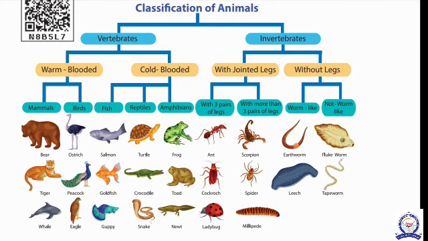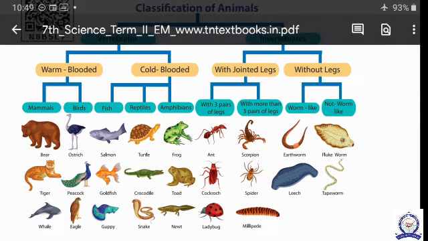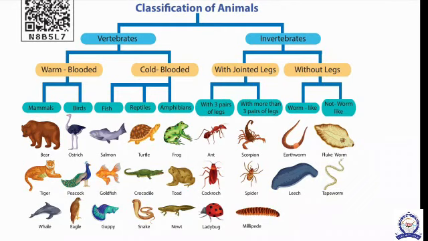Animals are also classified based on body temperature. Vertebrates are divided into two categories. One is warm-blooded, another one is cold-blooded. Warm-blooded means the organisms do not change their body temperature according to the environment. Examples: mammals, birds. These groups of organisms maintain a constant temperature.